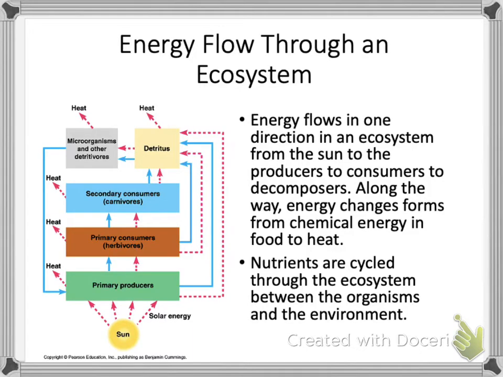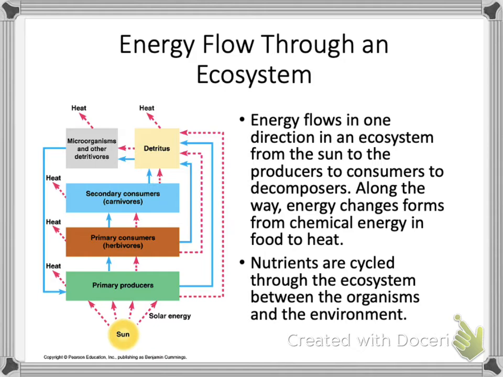In this video, we will be looking at energy flow through an ecosystem. Energy flows in one direction in an ecosystem, from the sun to producers to consumers to decomposers. Along the way, energy changes forms from chemical energy in food and is lost to the environment as heat. On the other hand, nutrients are recycled throughout an ecosystem, and they travel between organisms and the environment.